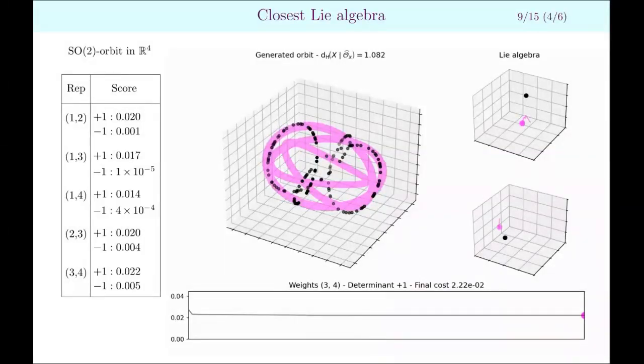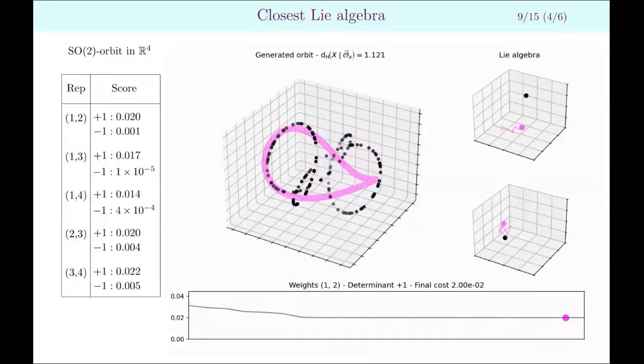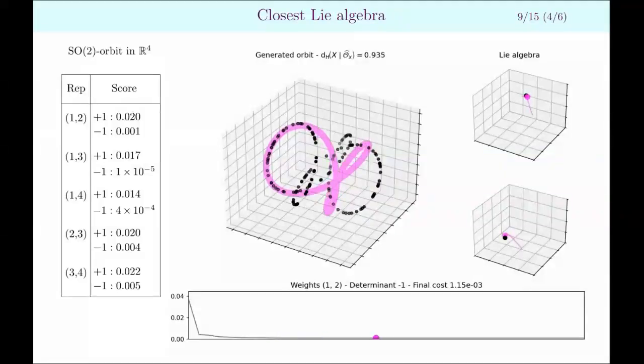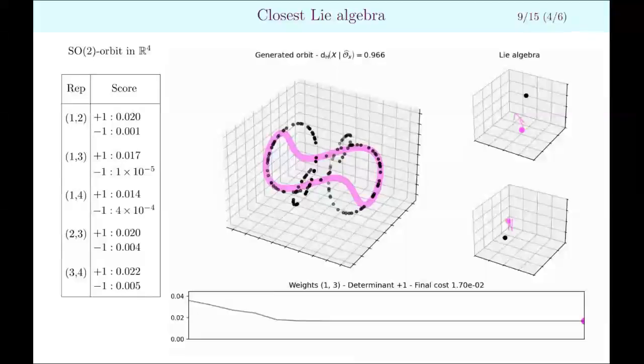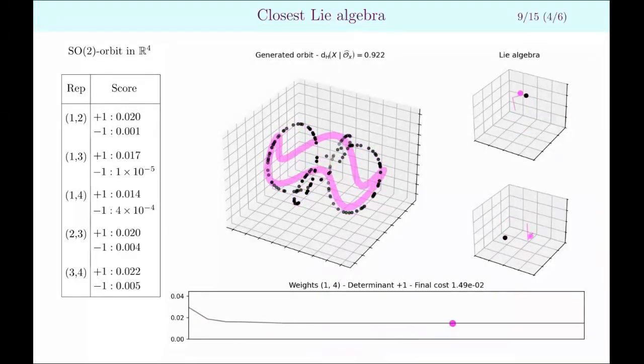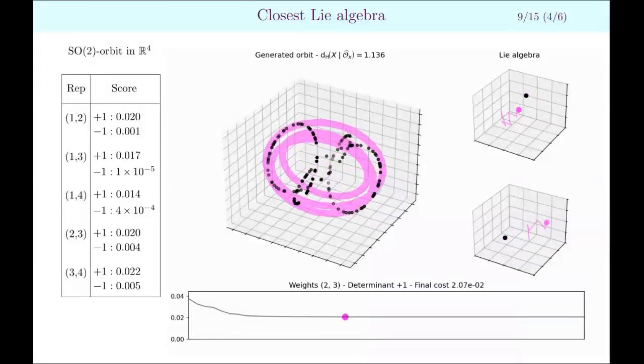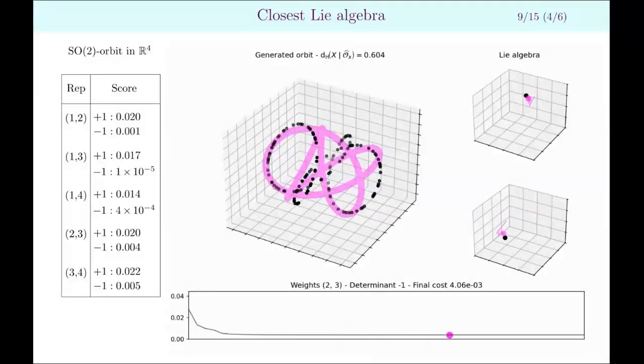And for the illustration, I exponentiate the Lie algebra and reconstruct the orbit. And the best score is obtained here for the representation 1, 3 on the second. And we obtain a very nice fit with the point cloud. And this is an illustration of the optimization in the space of skew-symmetric matrices, which, as I mentioned, has dimension 6.